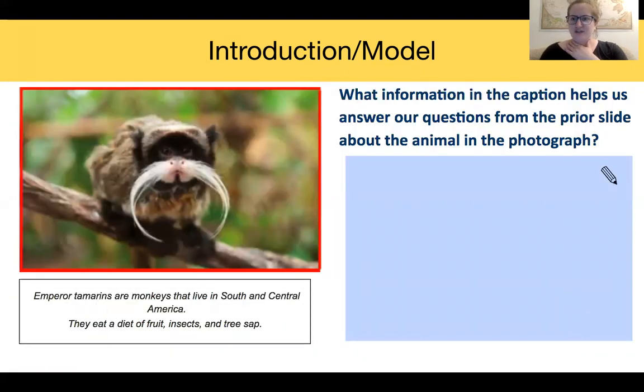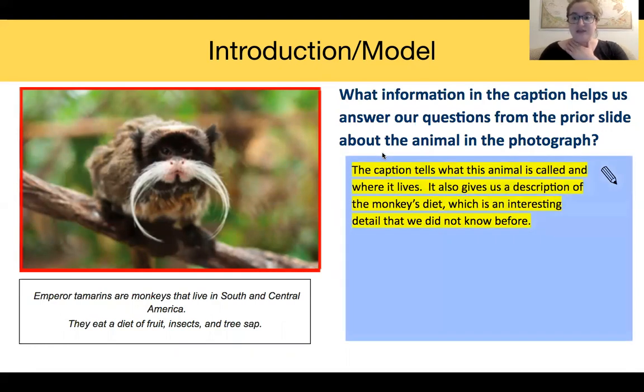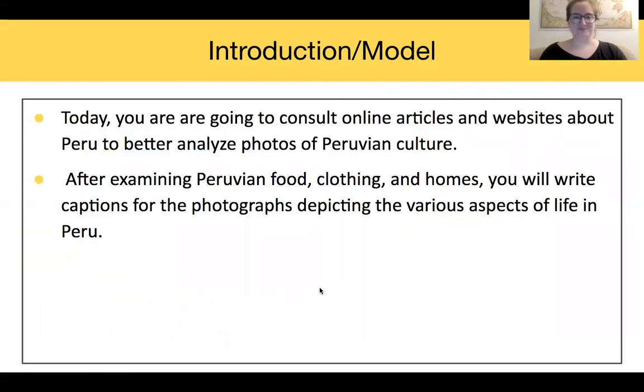What information in the caption helps us answer our questions from the prior slide about the animal in the photograph? Well, the caption tells what this animal is called and where it lives. It also gives us a description of the monkey's diet, which is an interesting detail that we did not know before. Just from looking at the photograph, I'm not sure what it eats, but now, thanks to the caption, I do know all about its diet.